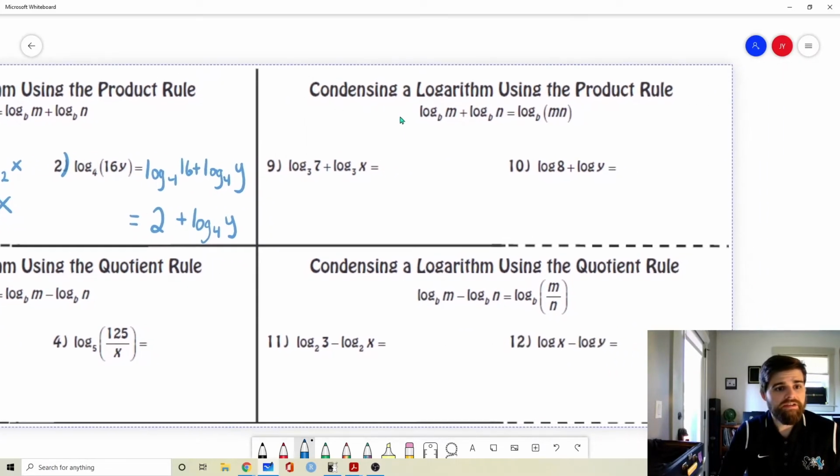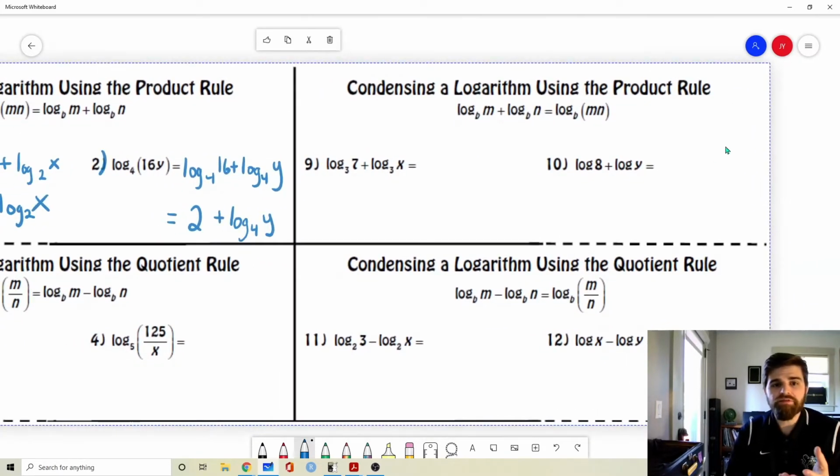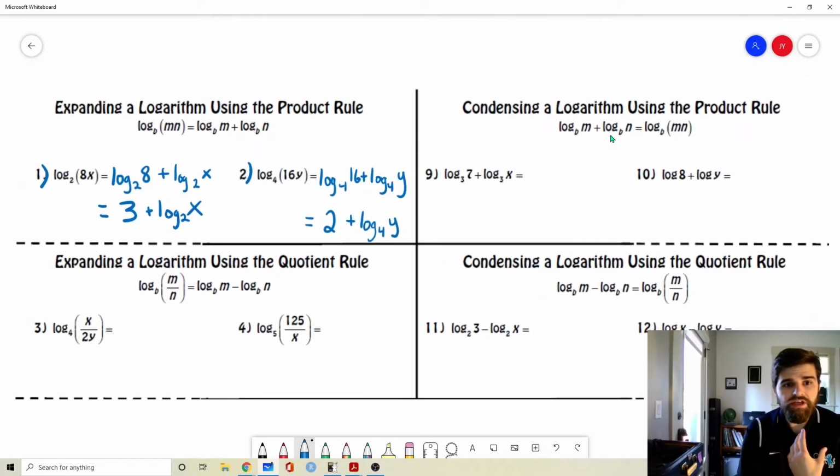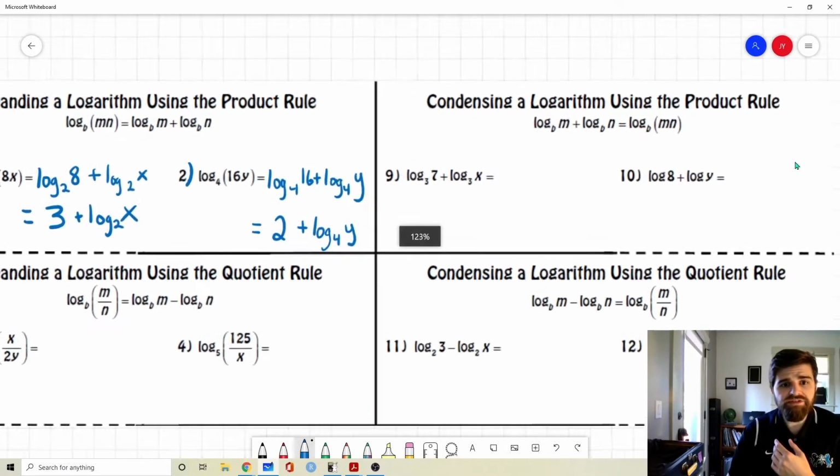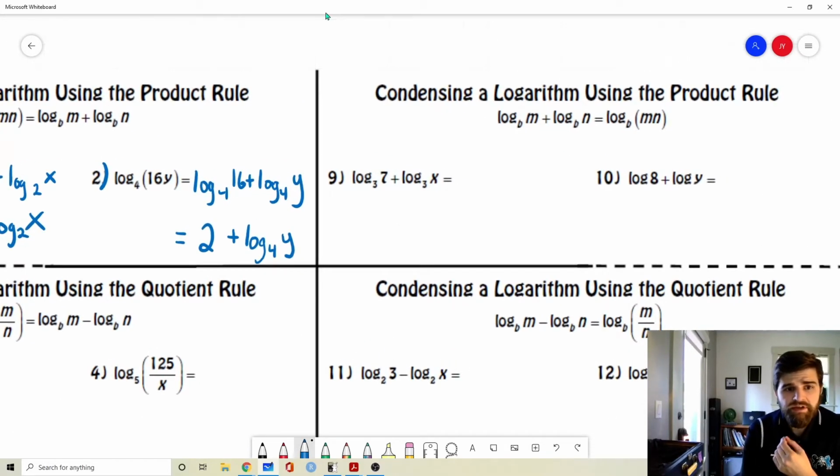Let's take a look at the sort of opposite effect we can use. So not only can we use this rule to expand logs, we can actually use it to put logs together. So let's say I had two logs being added together and they have the same base. I can actually smush those logs into one. So looking at an example here, I got log base 3 of 7 plus log base 3 of x. So I'm going to rewrite this as one log. Again, the base is the same as what it was when we combined.